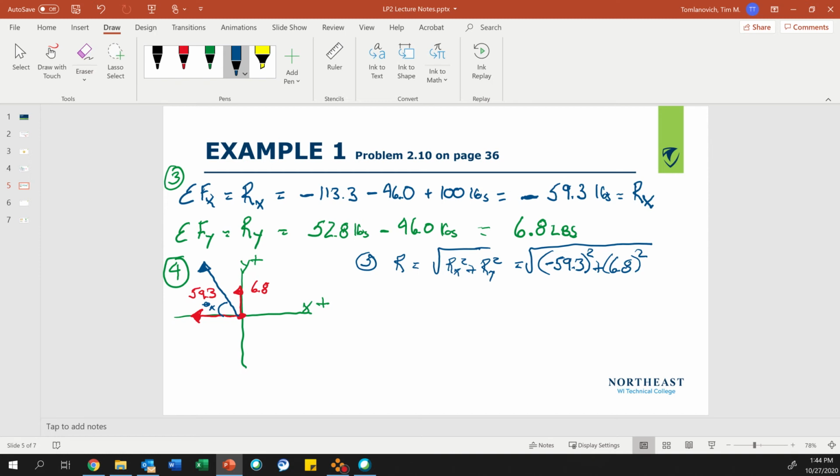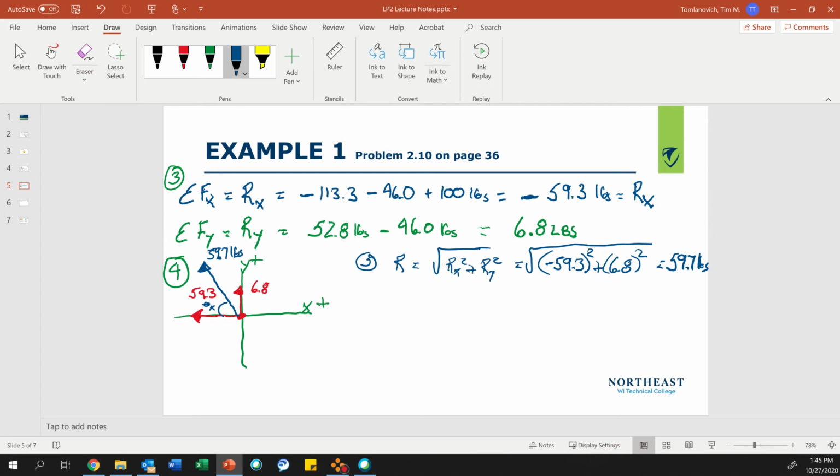Okay, so 59.3 squared. So let me clear everything out here. 59.3 squared plus 6.8 squared equals, and then I take the square root of that answer. I get 59.68, so 59.7 pounds. Okay? All right, so you notice when you square a negative number, it turns positive anyway, so you're always adding these up.